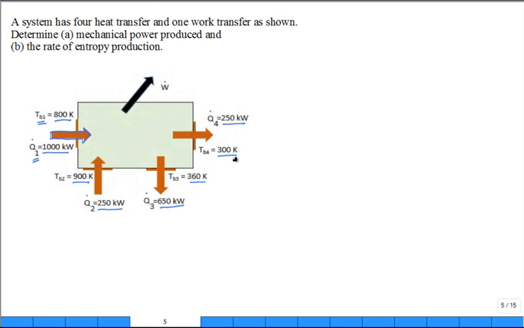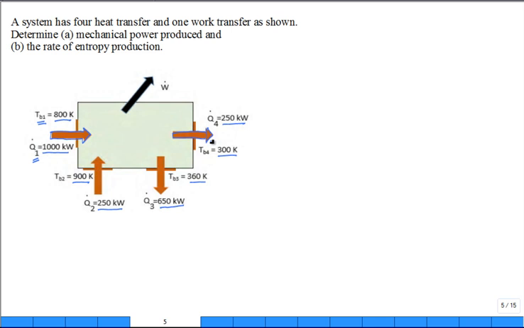Why don't they put a negative on some of these outs? Well, it's just like free body diagrams in statics. Pay attention to the direction of the force that you put on there, and that's what you work with. Once you have an illustration, that overrides the thermodynamic sign convention.